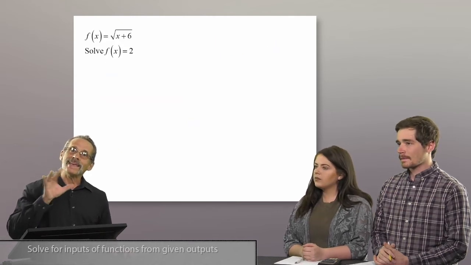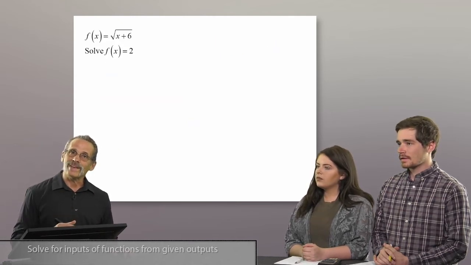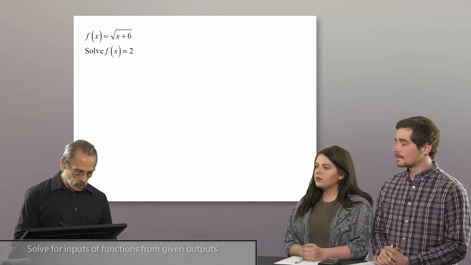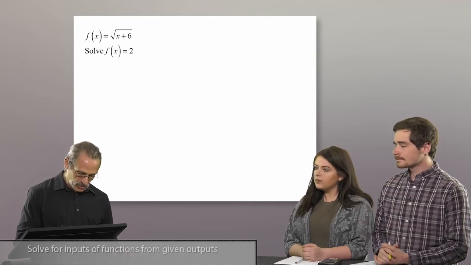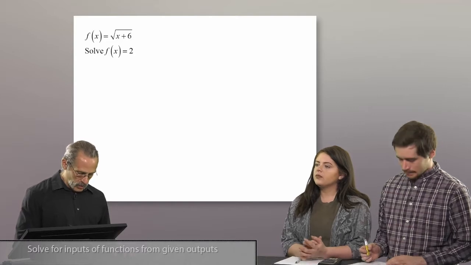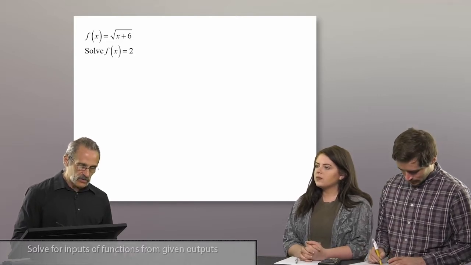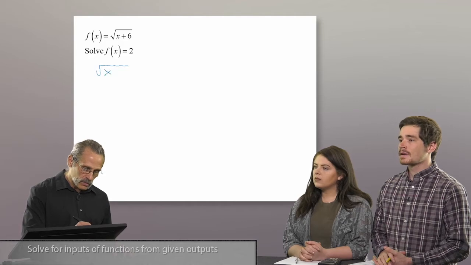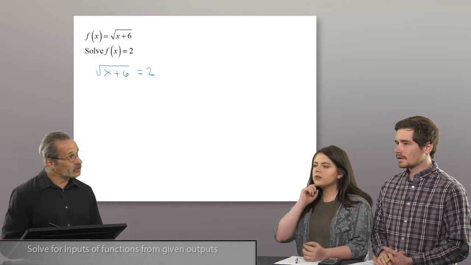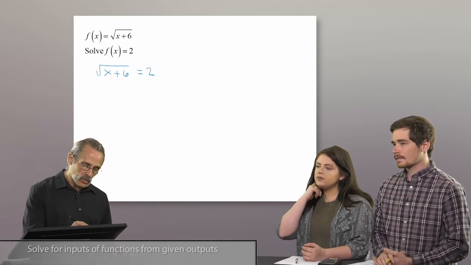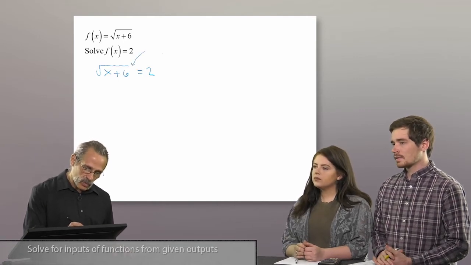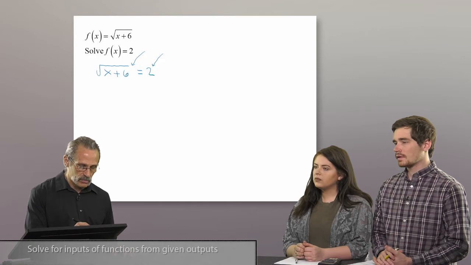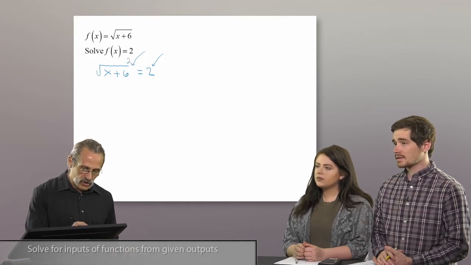Okay, one more. We want to find the input, so the output is 2. The function we're given is f of x is equal to the square root of x plus 6. So I'll set my formula equal to 2, and I want the input, so the output is 2. I want to get rid of this square root. What will I do to both sides of the equation? You will square both sides of the equation.